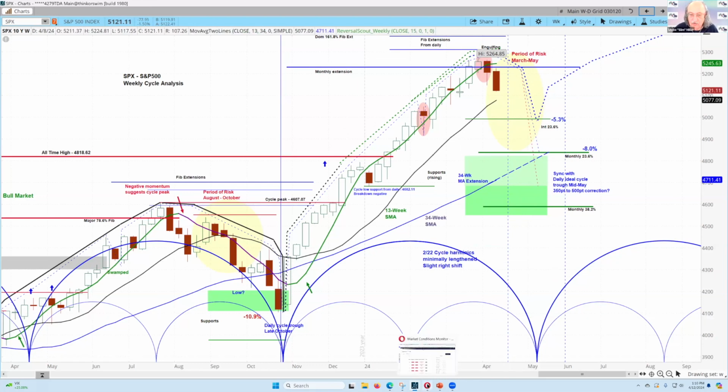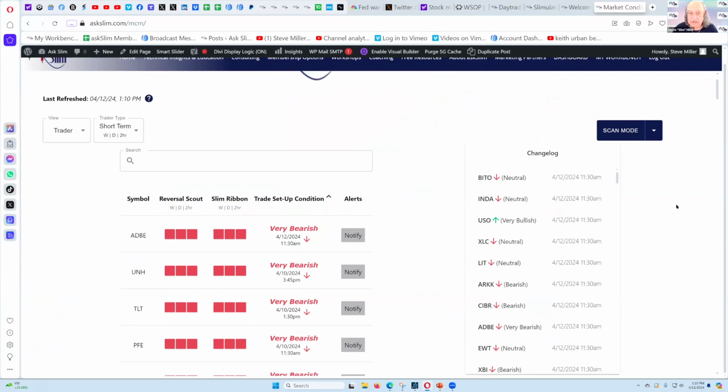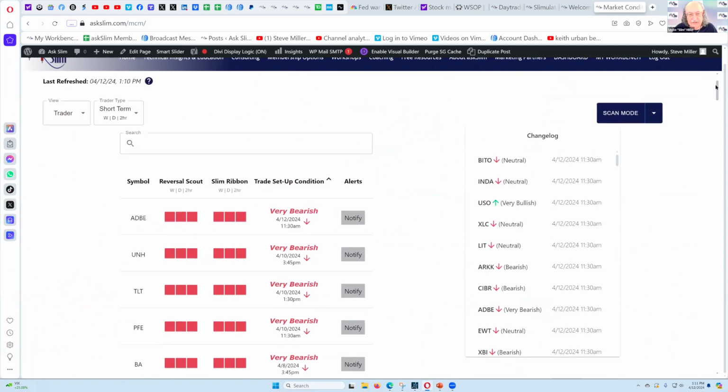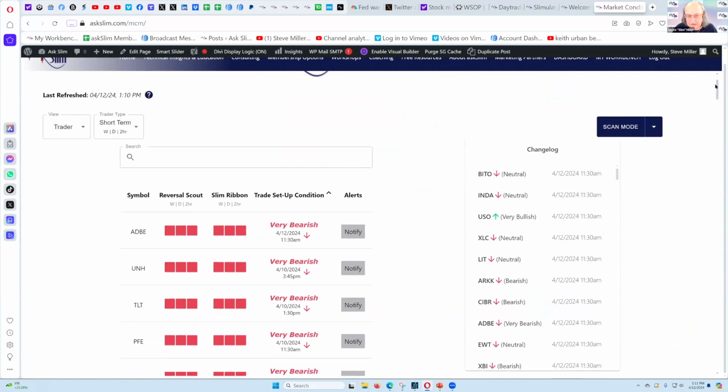Let's switch over to looking at our MCM. This is the market condition monitor, and we're looking at the short-term time frame. Those of you that have level 3 and level 4 have access to this, and we have some amazing updates coming to these that are just fantastic. So we're looking at the short term.